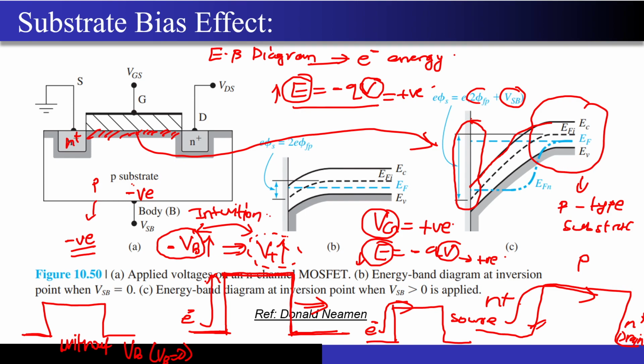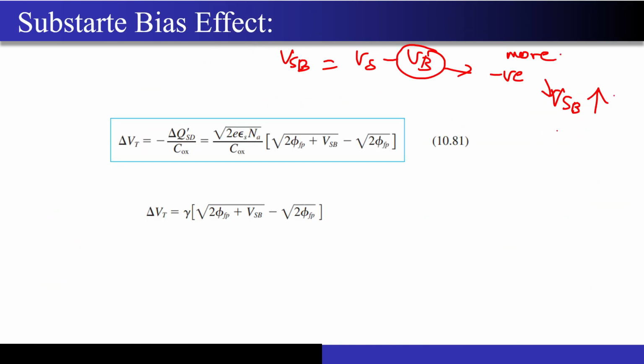So now let's check in the formula whether it is making sense or not. If I increase my VSB, then my intuition tells me that my threshold voltage should also increase. Now let's look over here. If I increase my VSB over here, then this entire bracket that you are seeing will also increase. And now this will also increase the change in the threshold voltage in a positive manner, not in the negative manner, right?